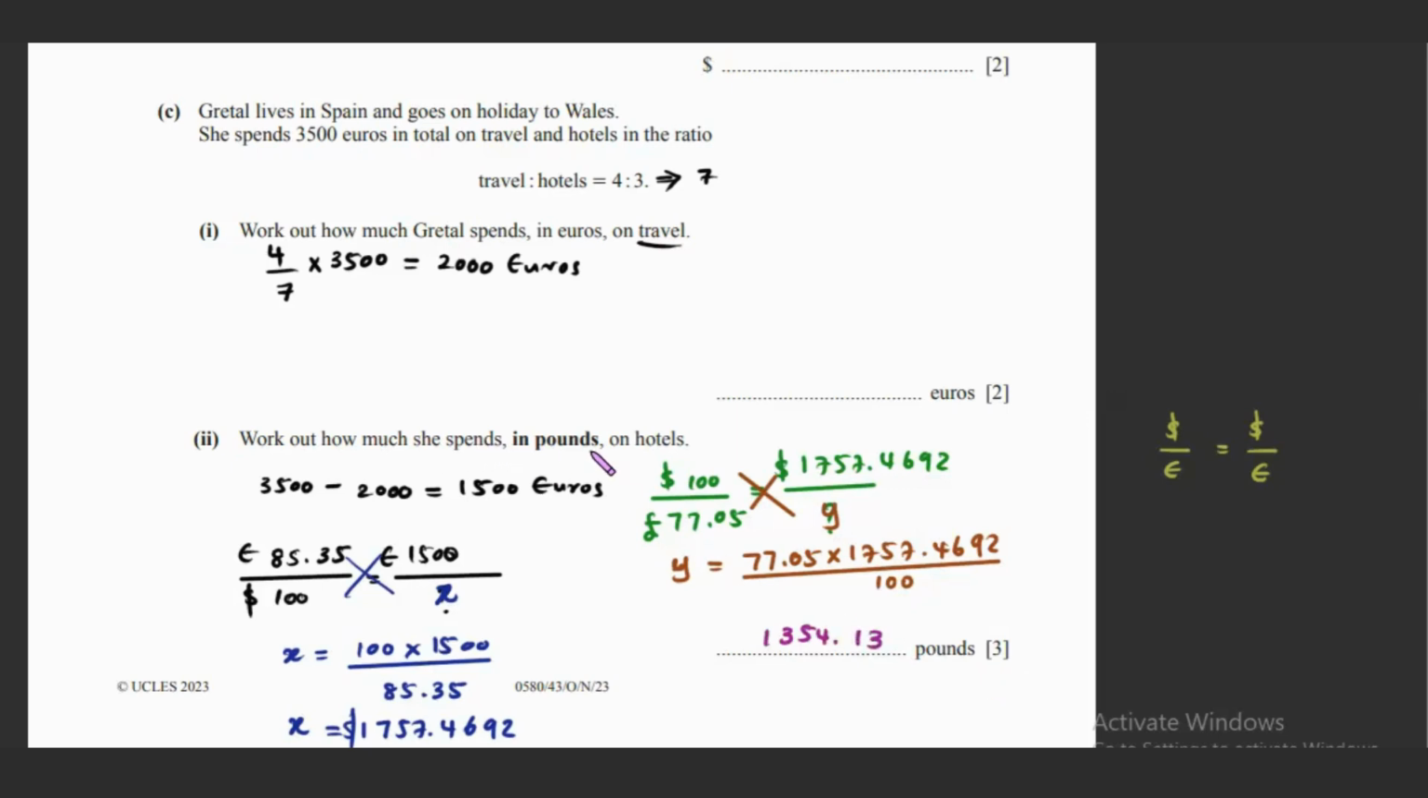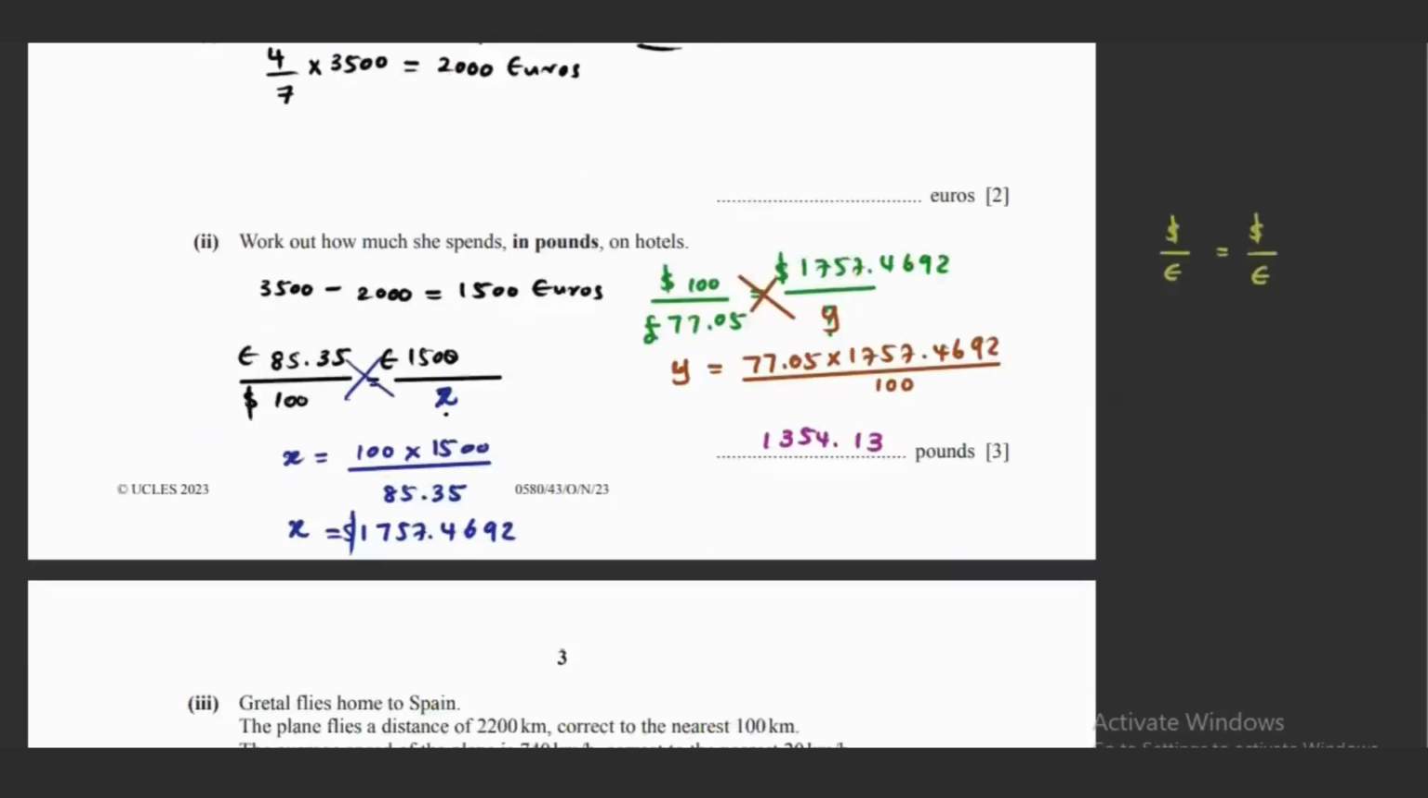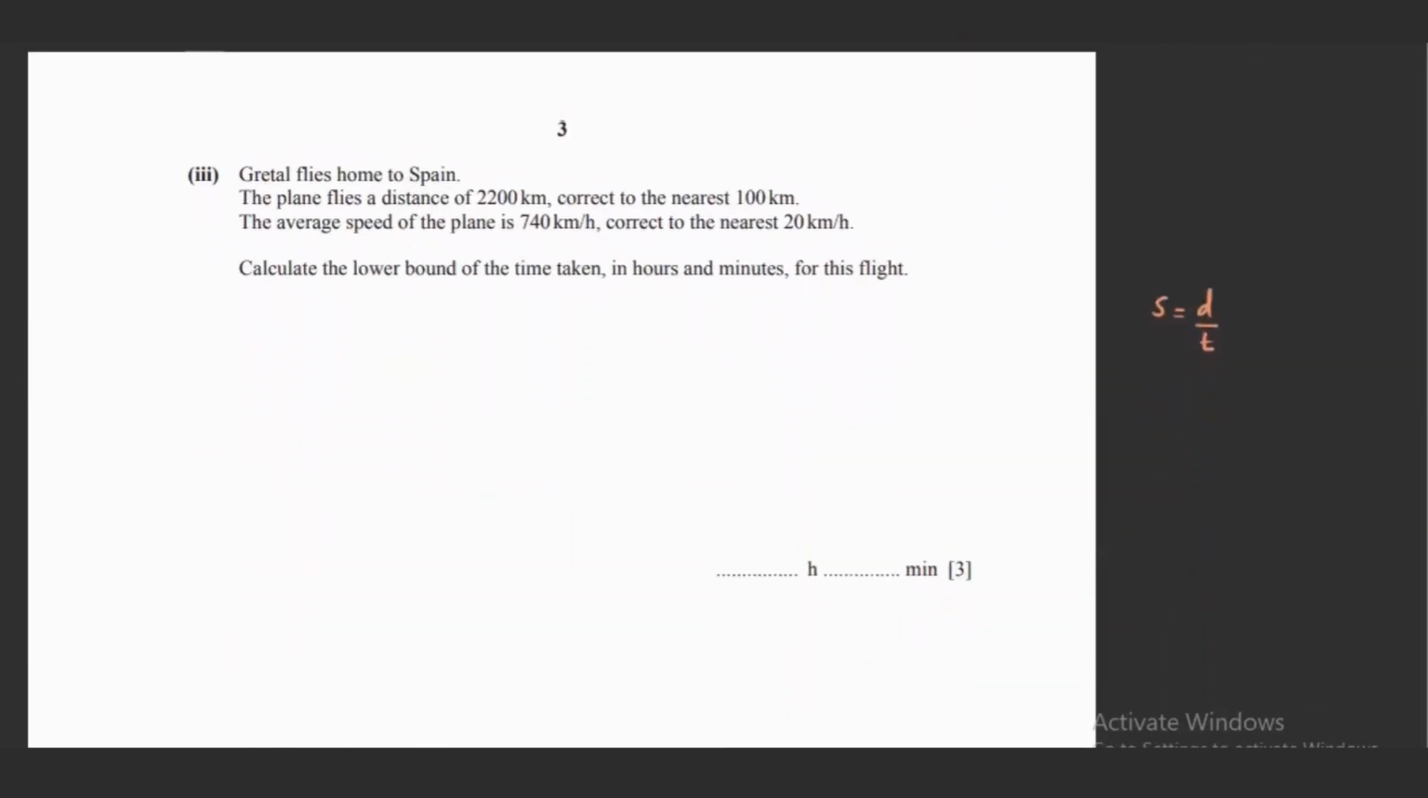And when it comes to currency, if it's not mentioned whether to write it to the nearest whole number or anything like that, always make sure to write it to 2 decimal places. Let's move on to the next part of the question that we have, which is part 3.